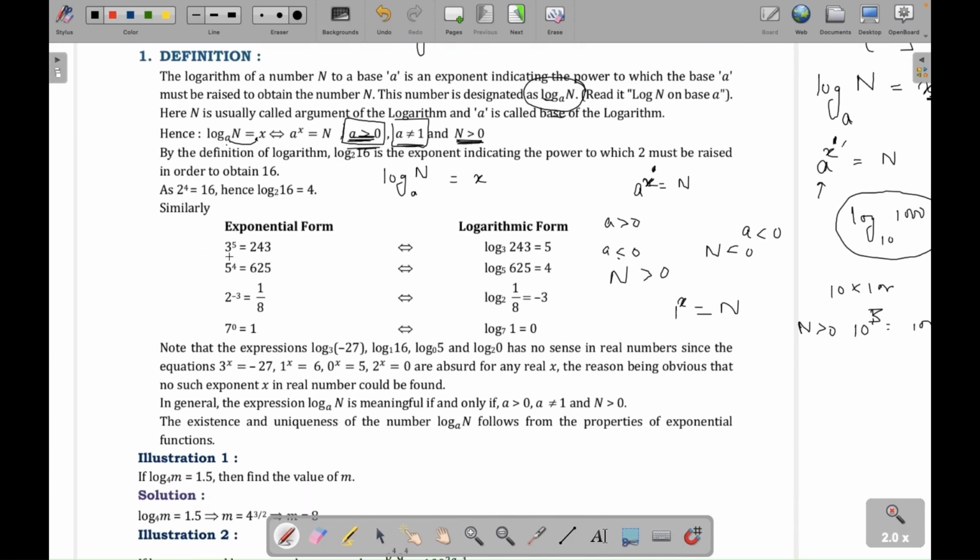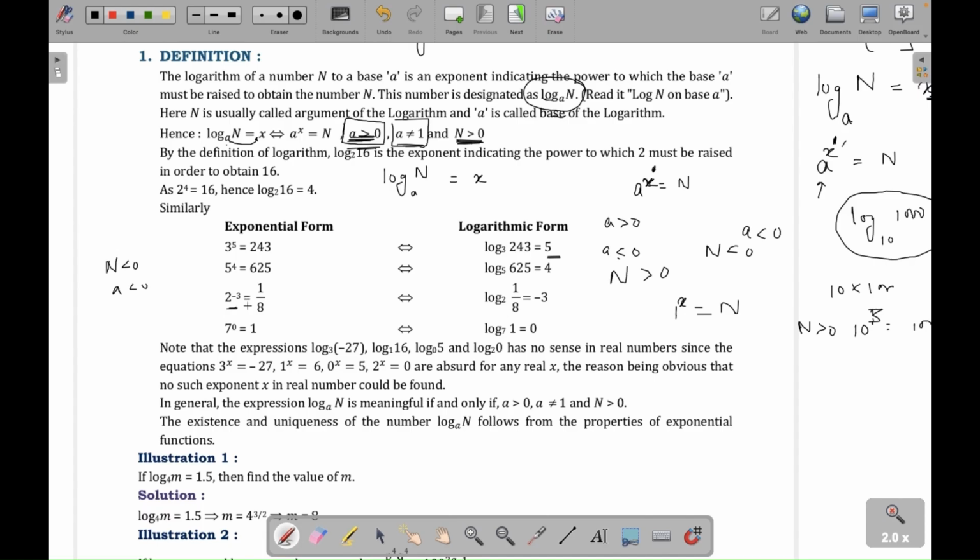Then you have certain examples. 3 to the power 5 is 243. So what is log of 243 base 3? It is 5. 5 to the power 4 is 625. So what is log 625 base 5? Yeah. Similarly, you can have negatives as well. So see here, neither n is negative nor a is negative. What is negative? The value of the log is negative.